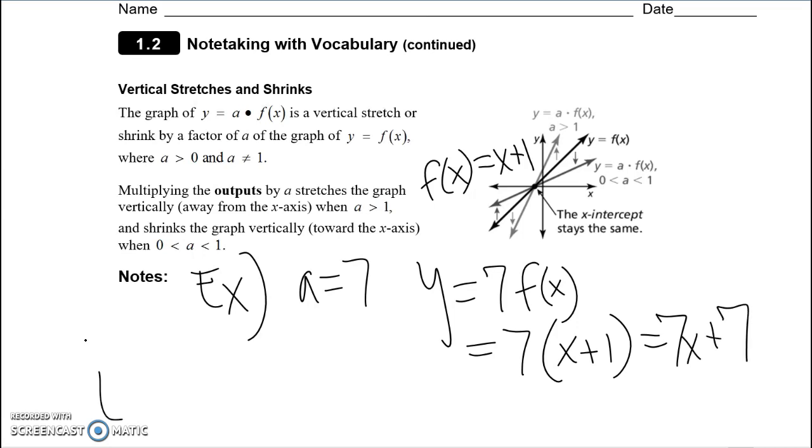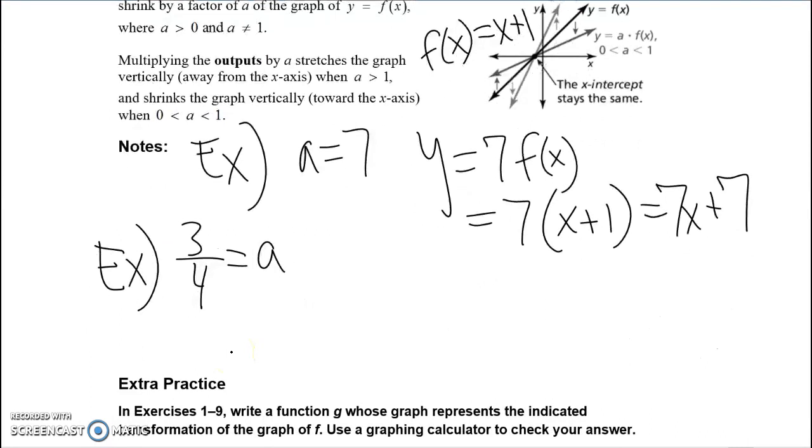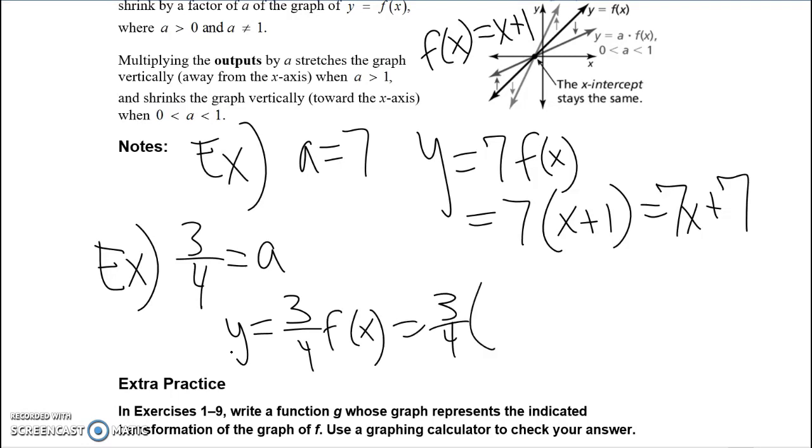Another example would be if I had something like 3/4 as my a, my factor, and I wanted to multiply that by f of x, I would say 3/4 times f of x, and then make sure you're distributing it to the whole function. So this would be 3/4 x plus 3/4.